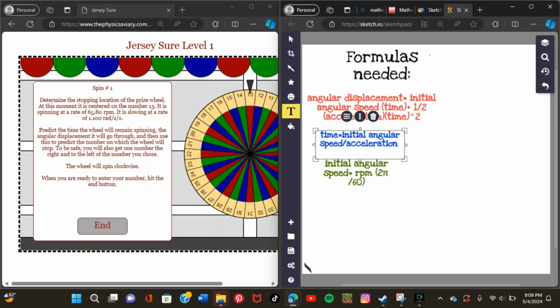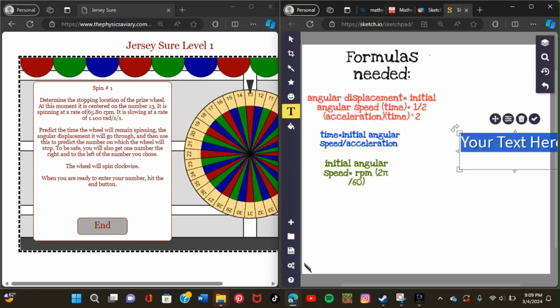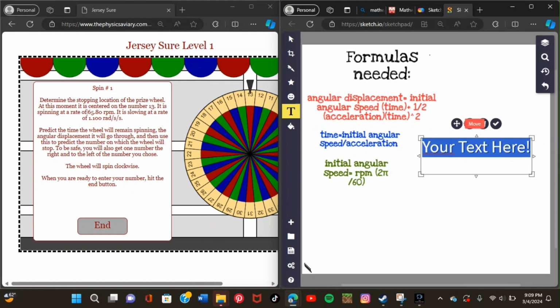So to do this first, you have to convert RPMs to radians per second. So you would need to multiply this times 2 pi over 60, and that's how you would get it to radians per second.